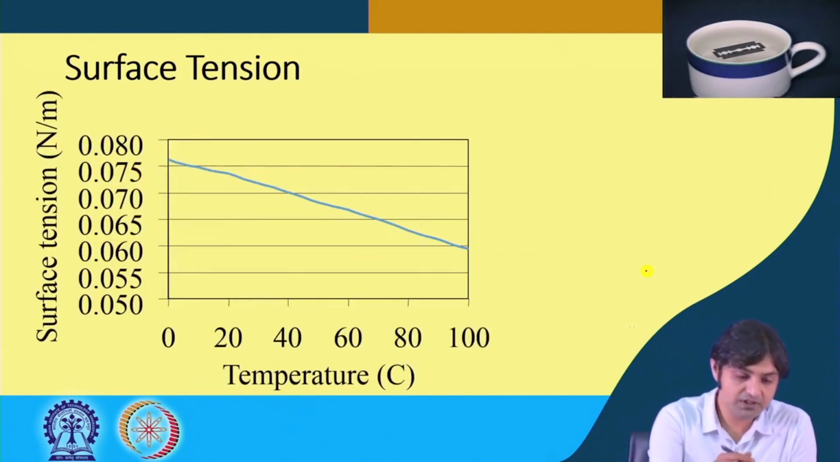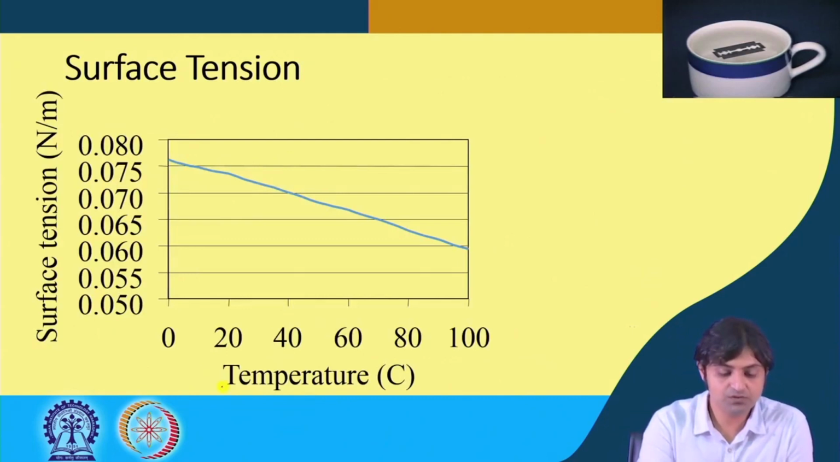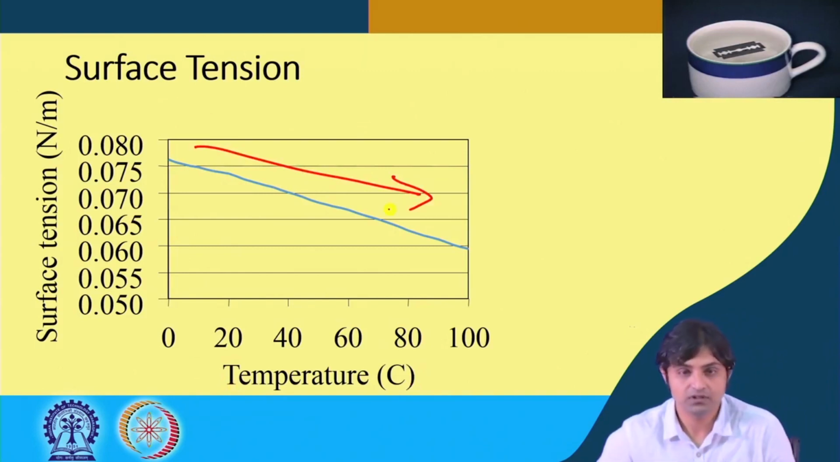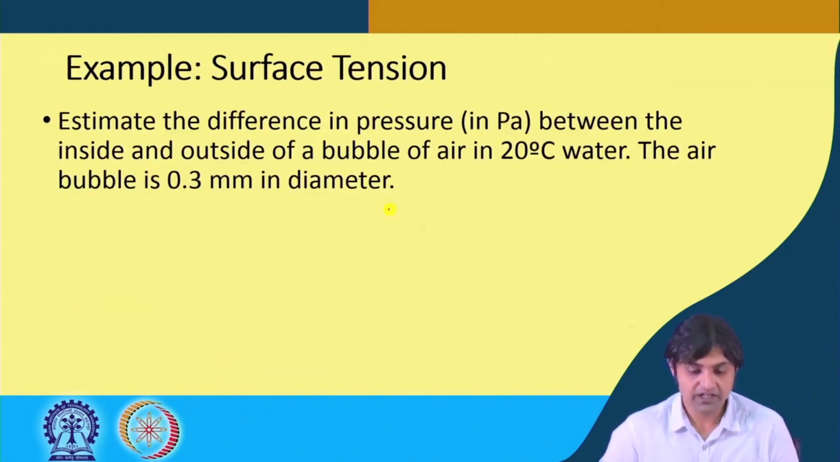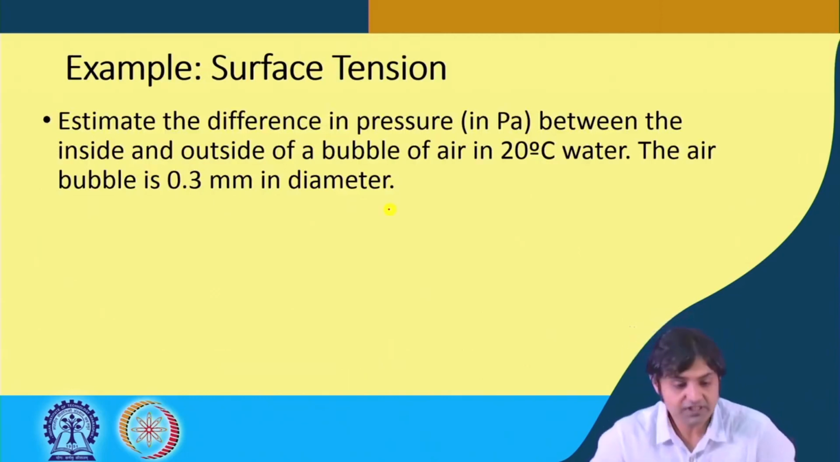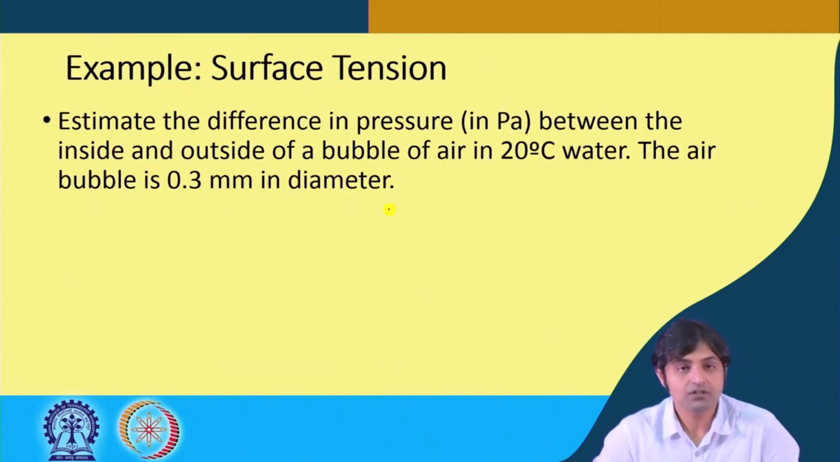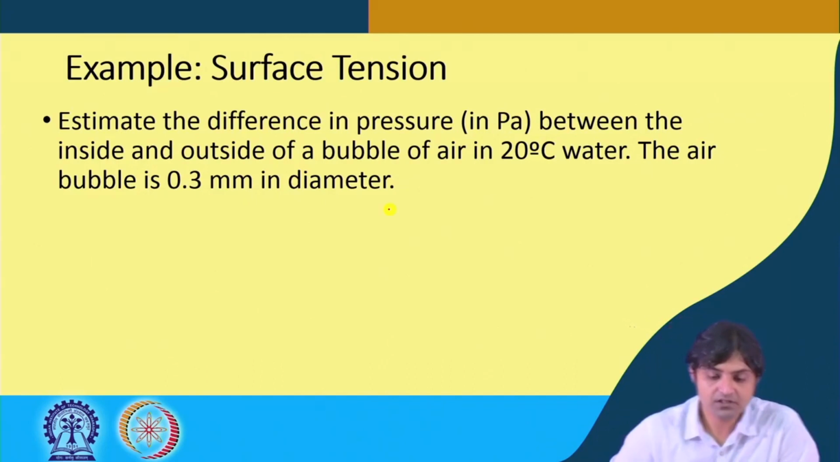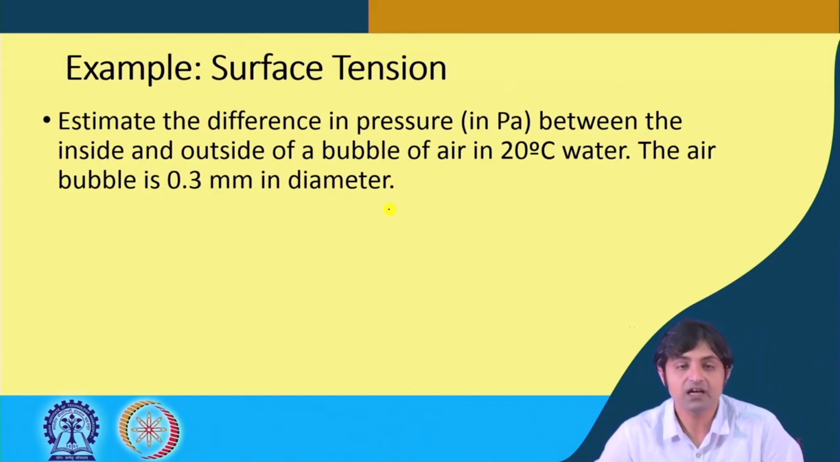As you can see from this curve, as soon as you increase the temperature of the fluid or water, the surface tension goes down. So, we have included an example of surface tension here. Estimate the difference in pressure between the inside and outside of a bubble of air in 20 degrees centigrade water. The air bubble is 0.3 millimeters in diameter.